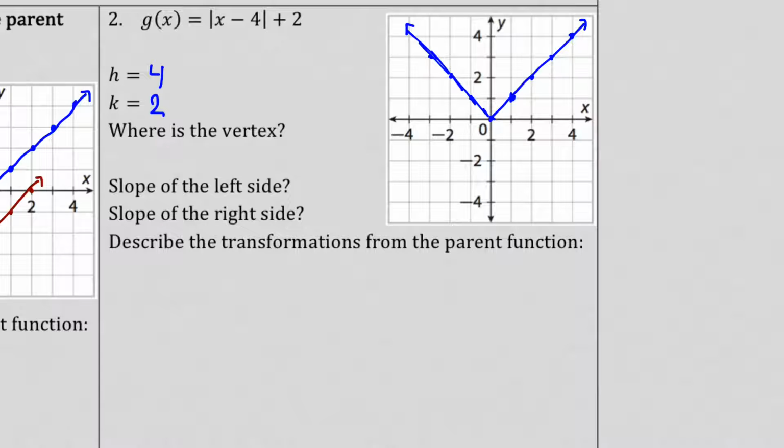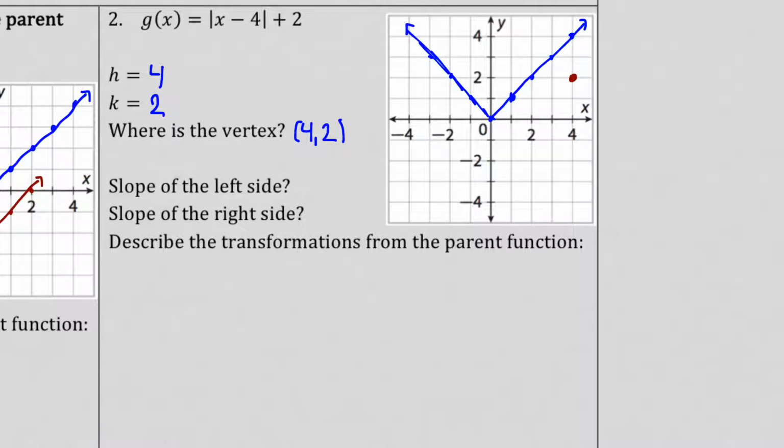Which means that the vertex comes from those two numbers. The vertex is 4, 2. Not 2, 4. Right? Make sure you always put H first. HK, 4, 2. So that means that I'm going to put a point at 4, 2 to start my graph. 4, 2, right here. That's your new vertex.